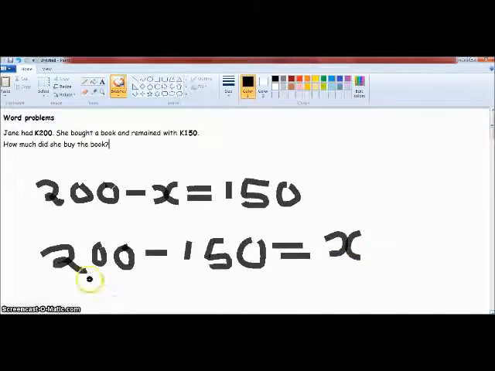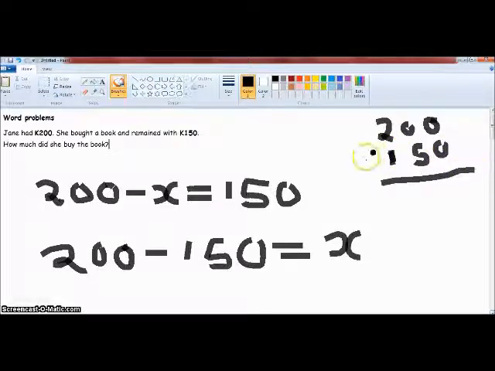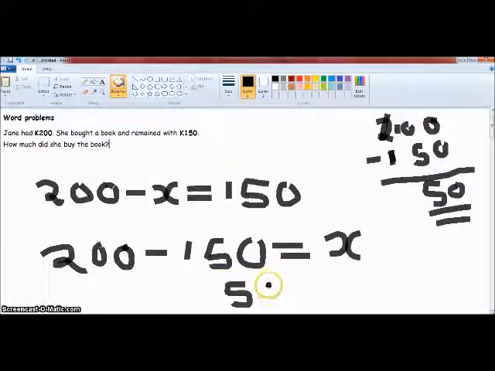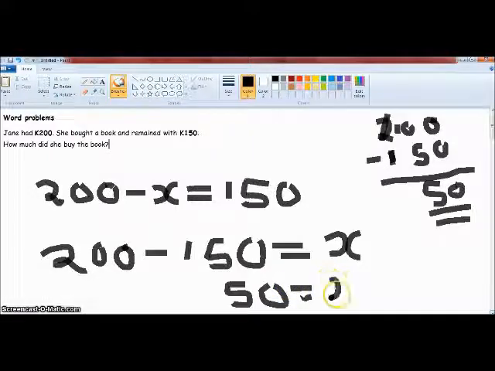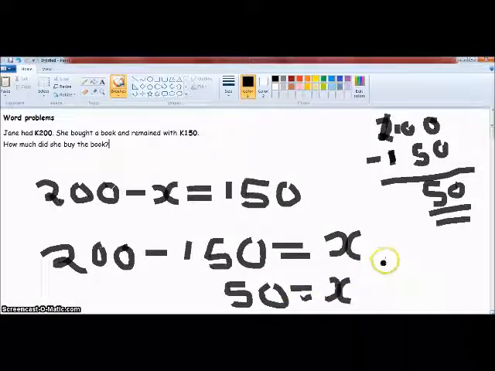So the next thing you do is 200 minus 150. So I'll write it over here on a rough paper somewhere. 200 minus 150. Okay, so you do your subtraction. 0 minus 0 is 0. 0 minus 5, we need to borrow a 1 from 2 so that this becomes 10. 10 minus 5 is 5. Then 1 minus 1 is 0. So what we have is 50. So 50 equals X, or X is 50.